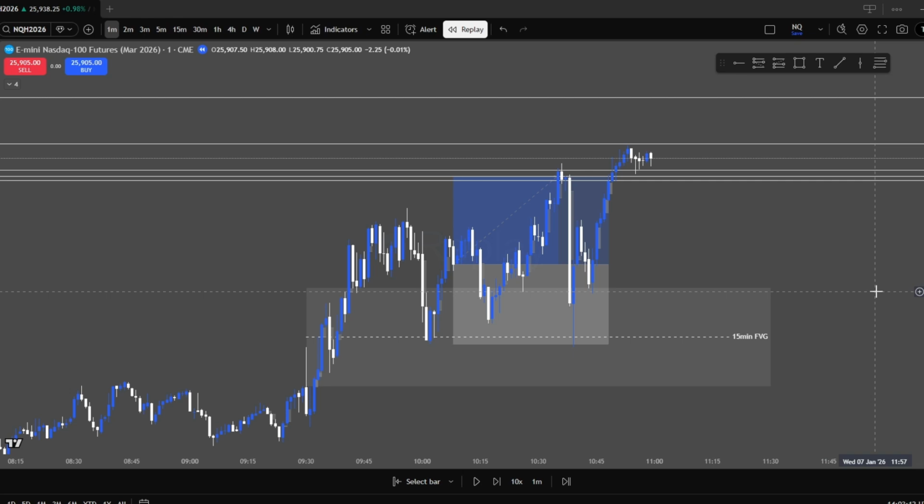Today I'm going to be doing a trade recap on the first ever trade I took of 2026. This trade was actually taken before the one I just uploaded a recap for, but I was just a bit lazy. I didn't get a chance to upload a recap, so better late than never.